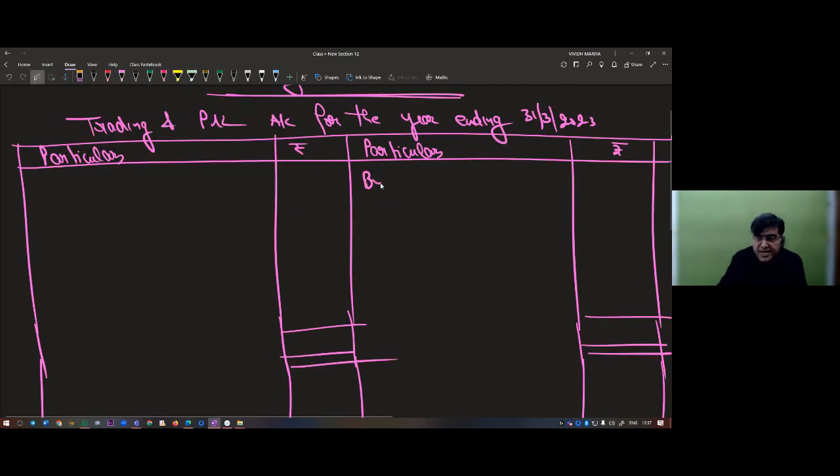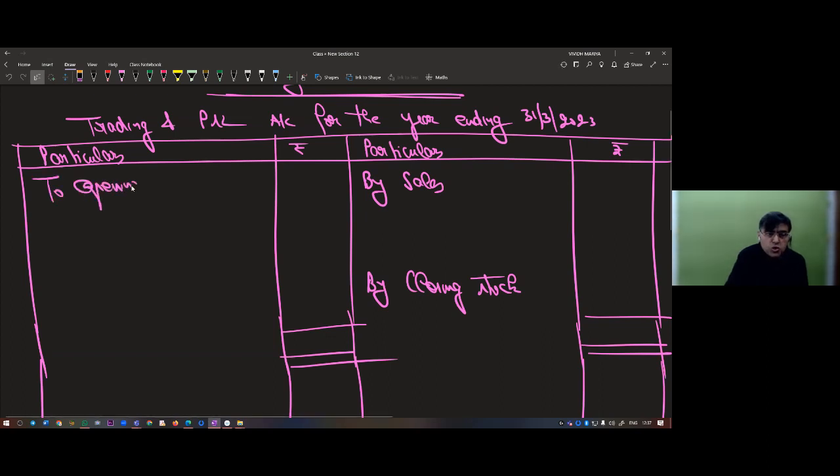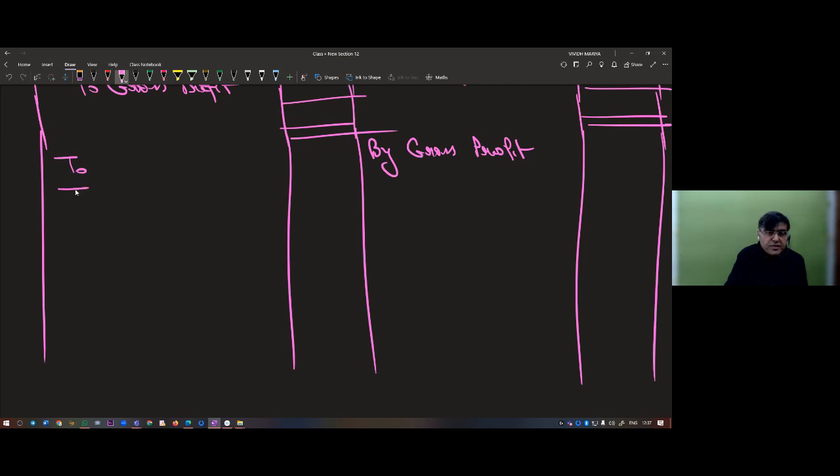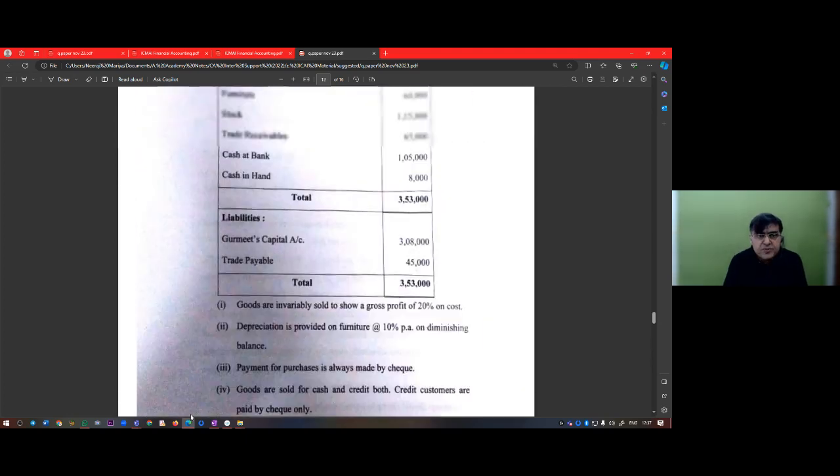So, by sales, by closing stock, to opening stock, to purchases, to gross profit. By gross profit.